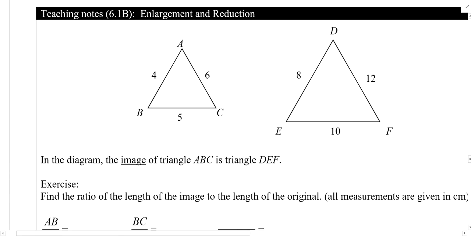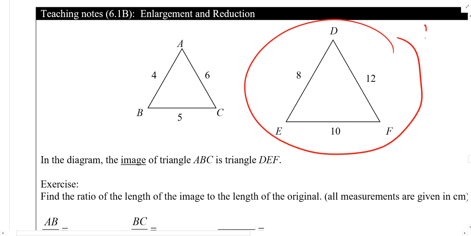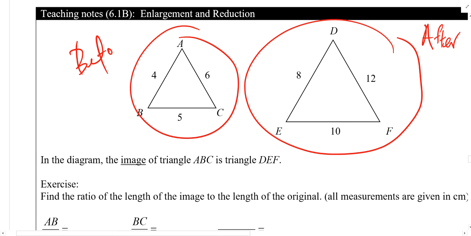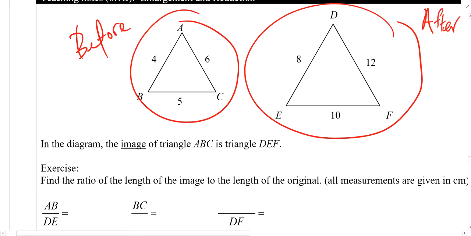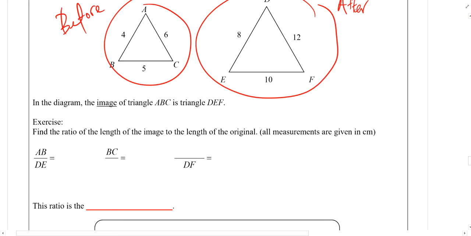Enlargement and reduction. In this diagram, the image of ABC is actually DEF. So this is our after. This is our before. Look at the keywords for this topic, enlargement and reduction. Can you tell me if there is enlargement or reduction? Enlargement, right? Quite obvious. It's an enlargement. They are still similar. So express the ratio of length of the image to the length of the original. Let's fill in the blanks quickly.